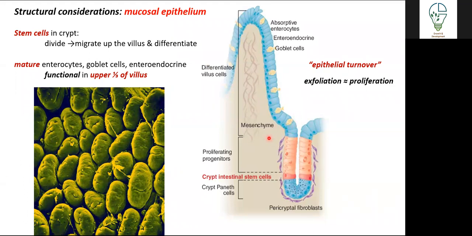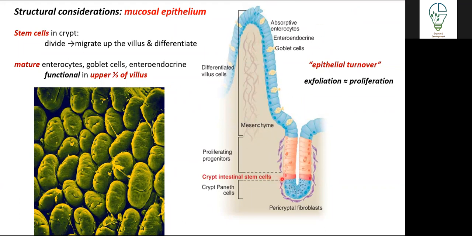And the blood supply is usually better here than here. So the closer you get over there, the less the blood supply, and then the cells will die, and then they will be exfoliated into the lumen and degraded in the lumen.